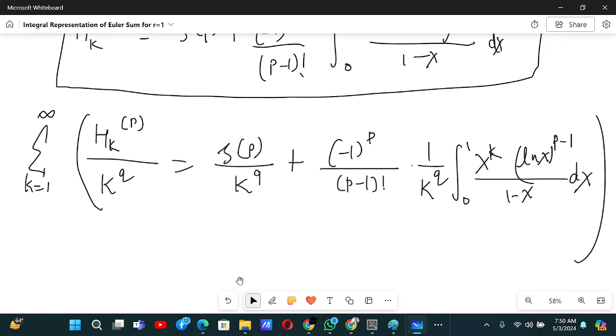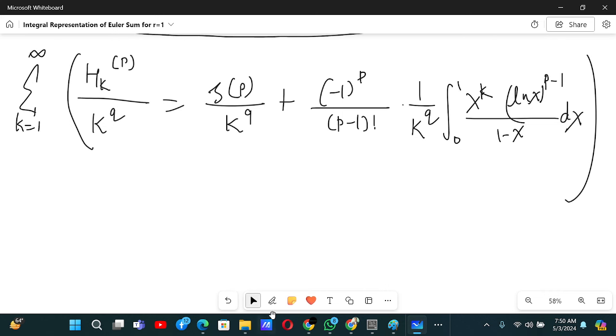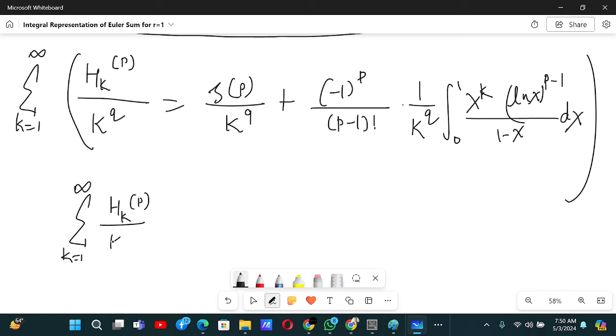Okay, now let us sum this whole thing from k equals 1 to infinity. If we do that over here, we will just have the same expression, the sum from k equals 1 to infinity of H_k of order p by k to the power q. Now this is the required sum. Over here, Riemann zeta of p will just be a constant in this sum, and summing from k equals 1 to infinity of 1 by k to the power q, that is just Riemann zeta of q.